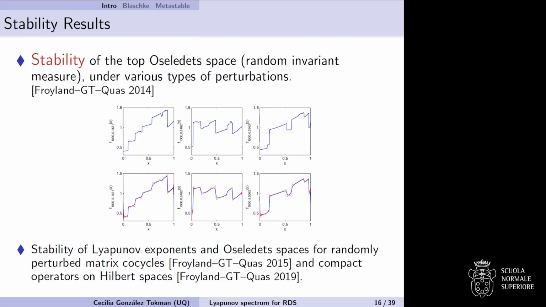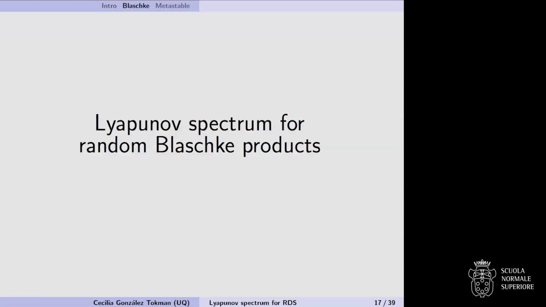And we're mostly interested in transfer operators. The first stability result that we got some time ago was about the top Oseledets space, or the random invariant measure, under quite general perturbations. And then we studied some models, not exactly for transfer operators, and got some results about matrix cocycles and some operators in Hilbert spaces. But we really wanted to know more about what happens with, say, second and higher spaces. So let me now tell you what we got in this first case study, which is random Blaschke product cocycles.